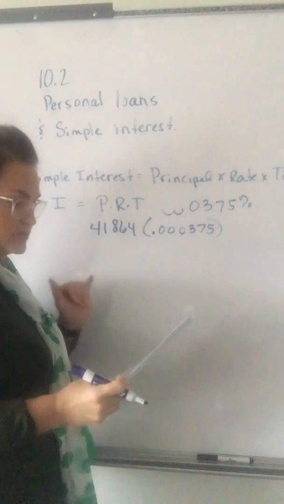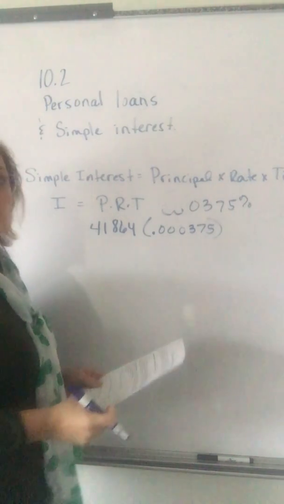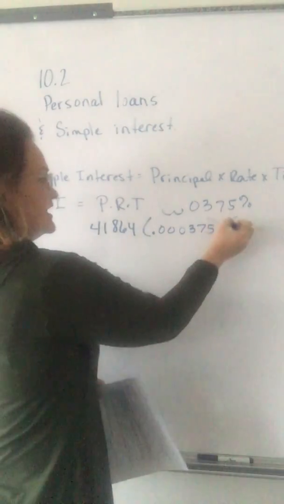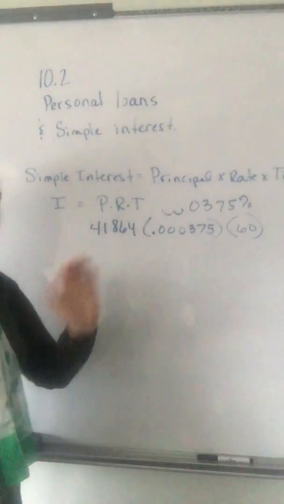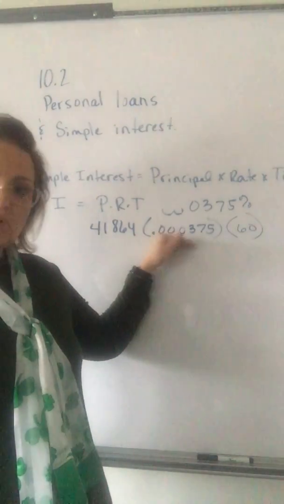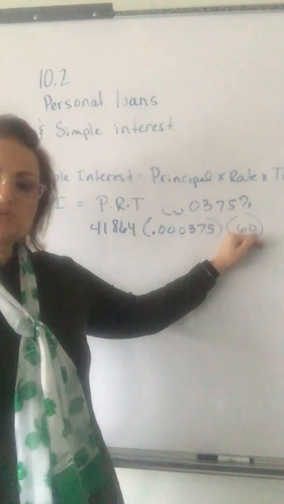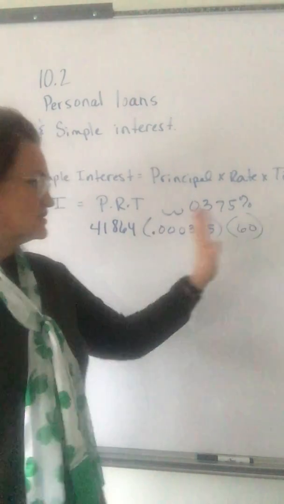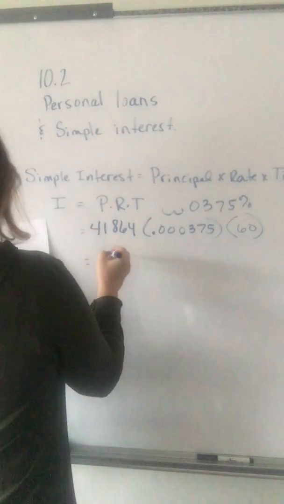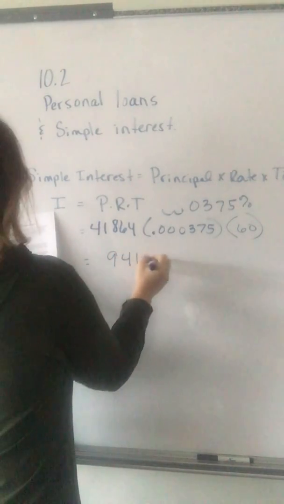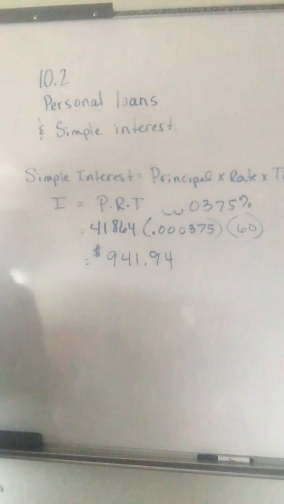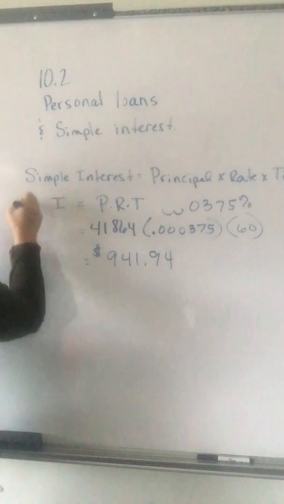And this is a per day interest rate, so time should also be in days. So it says 60 days, so I'll plug in 60. No need to put it over 360 or anything. It's already in the right form. So we just plug that directly in our calculator. You get $941.94 to the nearest penny on that. So check your calculations on number 2.